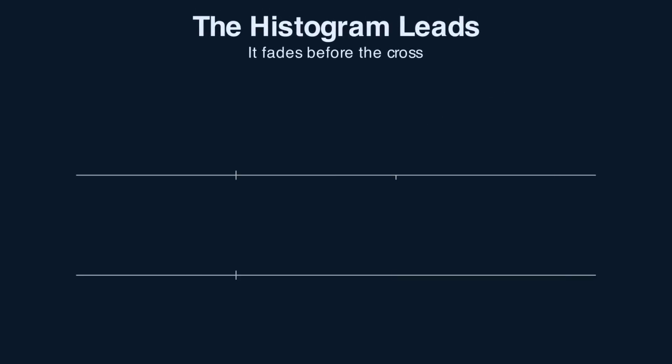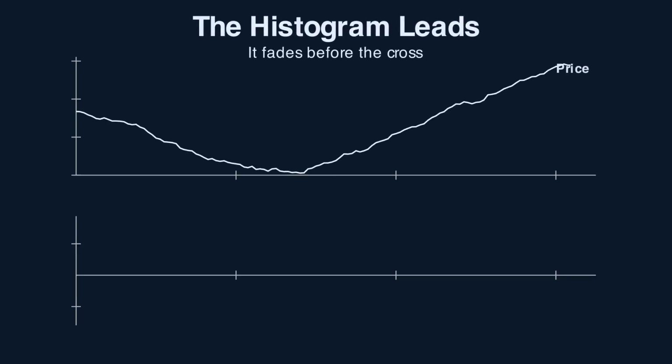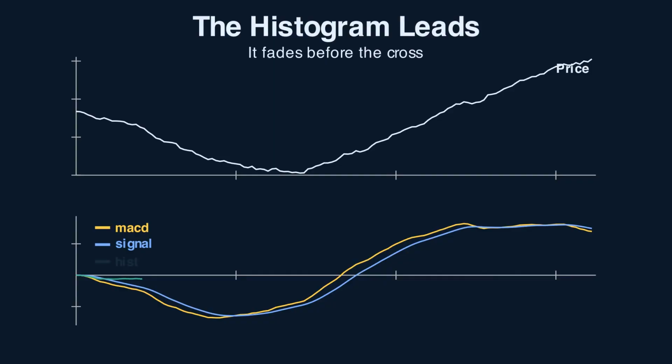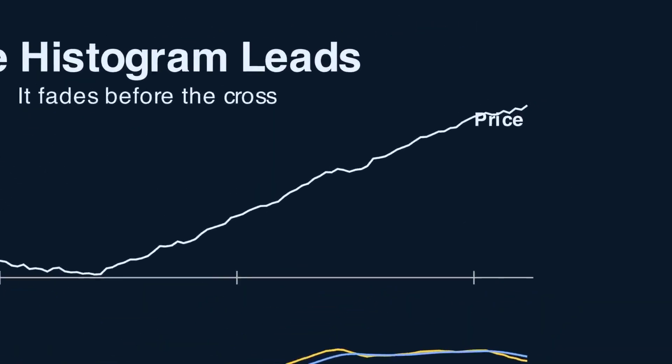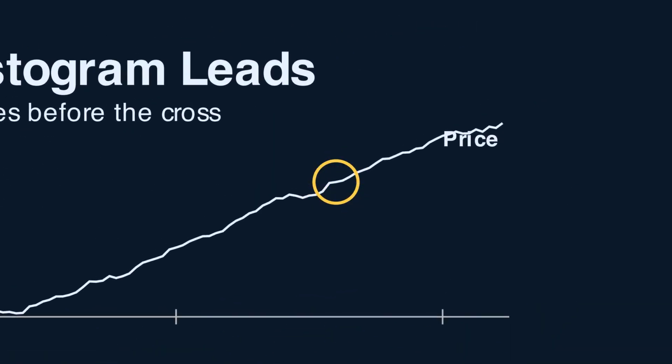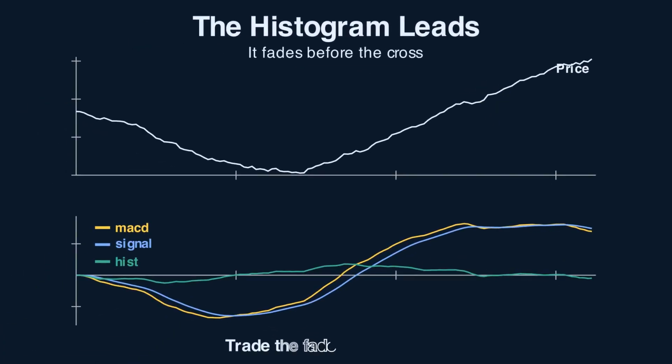Now watch the histogram as momentum stalls. The bars start shrinking well before the MACD line actually crosses its signal. That shrinkage is your early warning. By the time the crossover fires, the histogram already told you it was coming, so the crowd waiting for the cross gives back the first best part of the move.